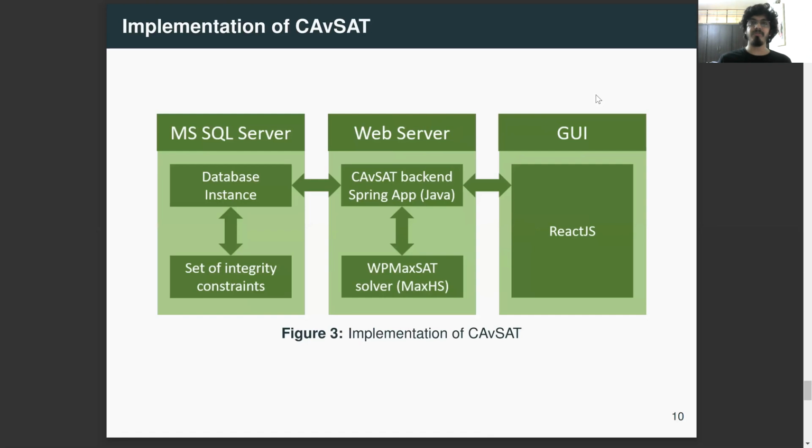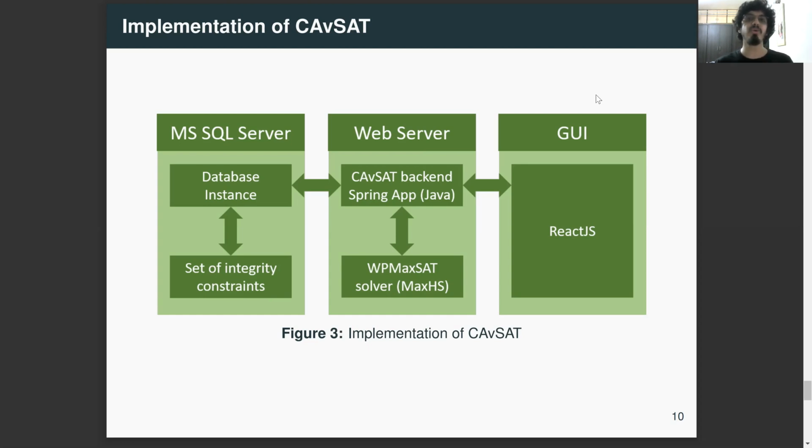For this demonstration, we have implemented the system. If you look in the middle, we have implemented the backend of CAvSAT as a Spring Boot application, and we deploy it on a web server. It, of course, has access to powerful SAT solvers or solvers that can solve variants of SAT. For example, weighted partial max SAT, as it's shown in the diagram, WP max SAT. One such solver is max-HS.